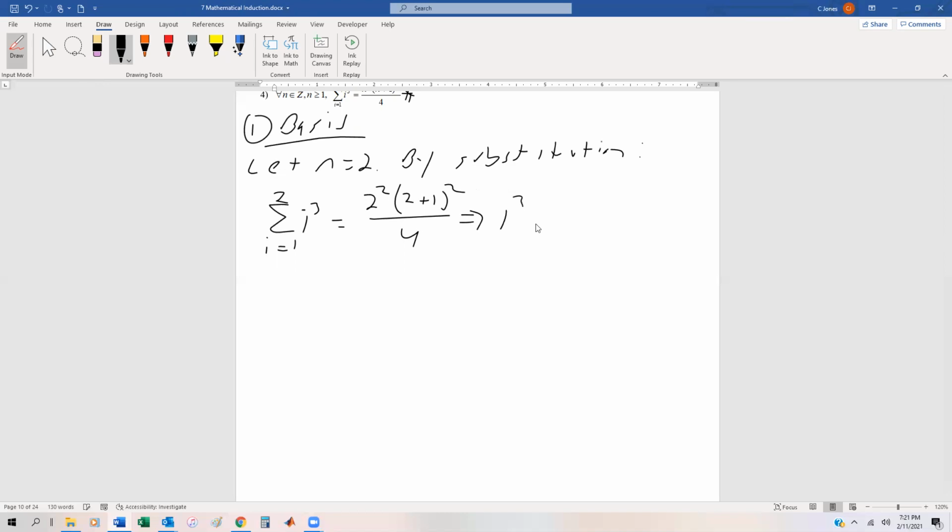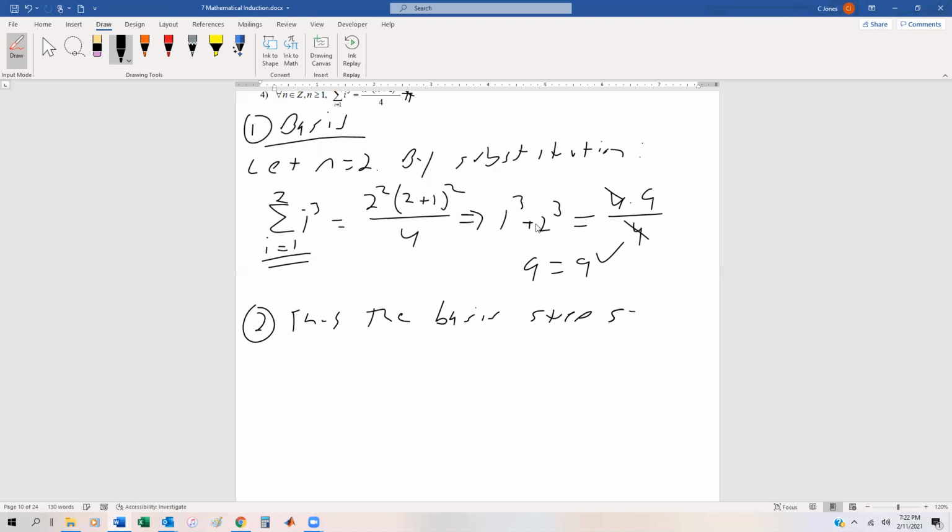This is going to be 1 cubed plus 2 cubed on the left-hand side. And then on the right-hand side, we're going to have 4 times 3 squared, which is 9, over 4. And the good news is those 4's cancel out. 1 cubed plus 2 cubed is going to be 9, and it equals 9. And we're good. So the basis step holds, or seems to hold, for small values of n.